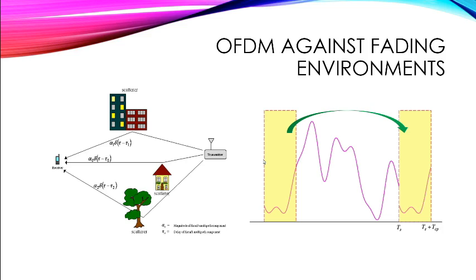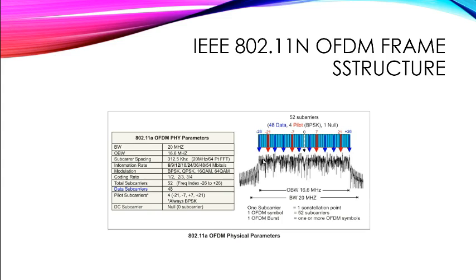It avoids this inter-symbol interference. So here I show you the OFDM frame structure. It can work at 40 megahertz. I'm working here for my simulation with just 20 megahertz. And each subcarrier will have around 312 kilohertz.